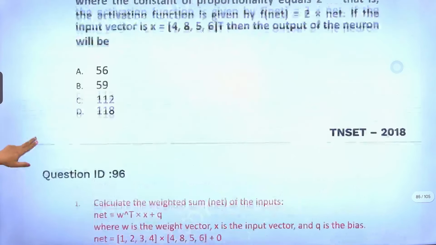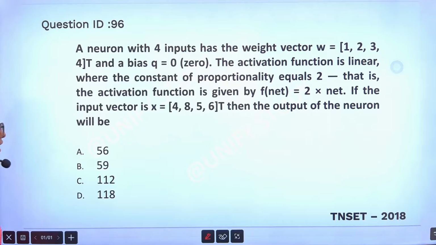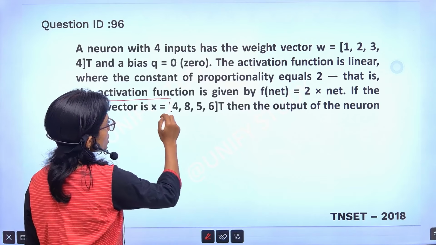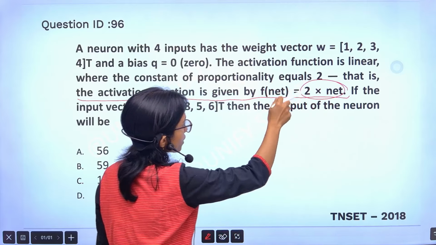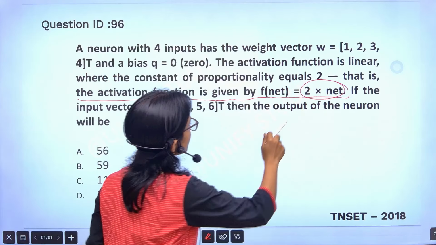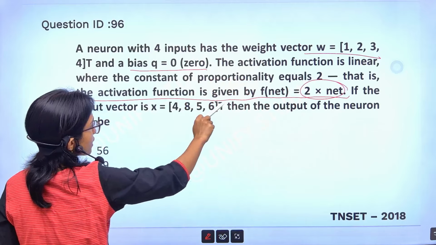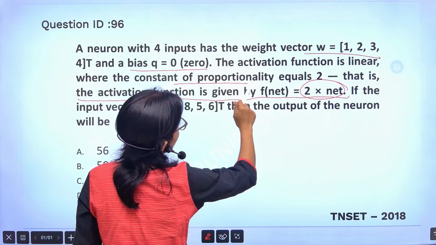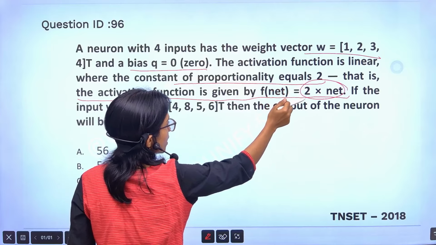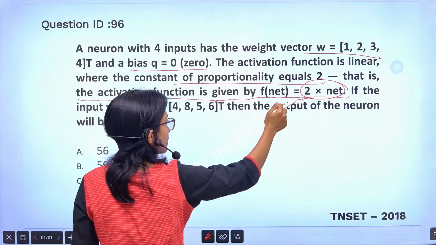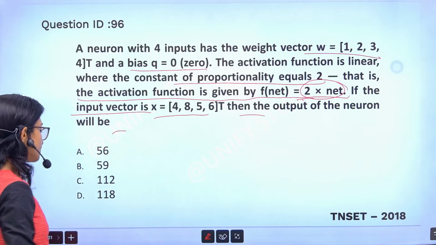Here only one thing is given to you, that is f(net). The activation function is given by f(net) to multiply into net. Here the weights are given, these are your weights. Bias value is given as 0, the activation function is linear, it is given to you. Linear proportionality constant equal to 2. That's why you are doing this, it is given already. Sometimes maybe the function is not given, they will give you only 2. But here they gave the function also, and the vector is also given. Now what is the neuron output? That is your question.